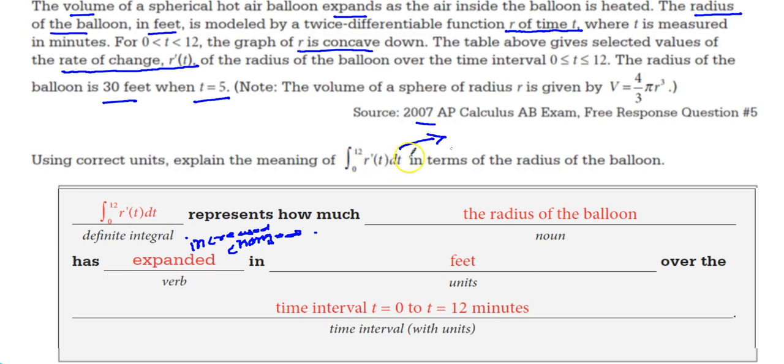When you integrate the rate, you get R of 12 minus R of 0, which is the net change. So from 0 to 12 minutes, the radius of the balloon, net change means we know that it is expanding. That's why we have to use the word expanded, increased, or change in feet. We don't have the answer, so we are just writing a certain number of feet over the time interval 0 to 12 minutes.